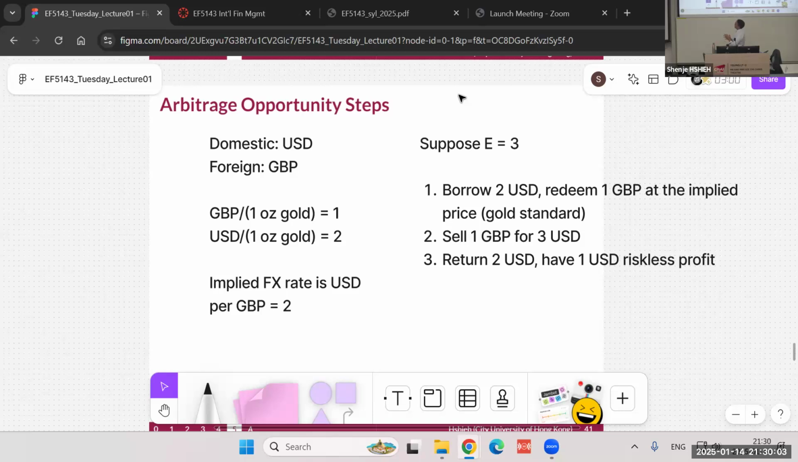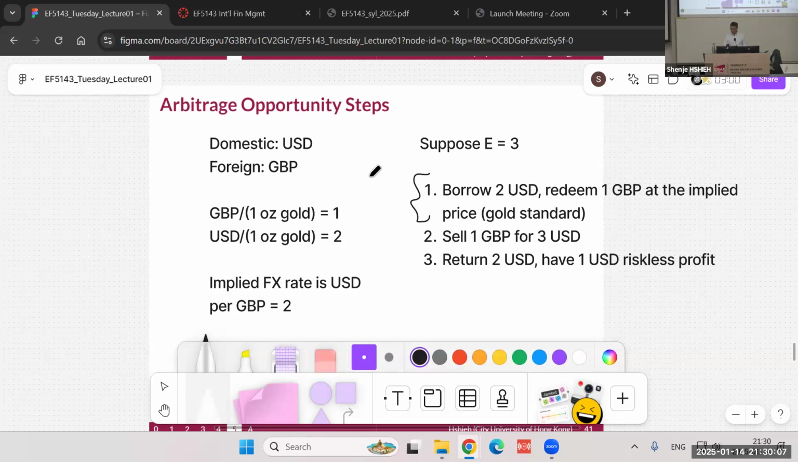All right, so how do, okay, so this step here, obviously several steps have to be taken. I have to borrow $2, go to the bank, redeem for gold, bring the gold over, right? Convert the gold back to British pounds. That's how I get 2. I mean, that's how I get 1, right? From the implied exchange rate. I have to go through these several steps.